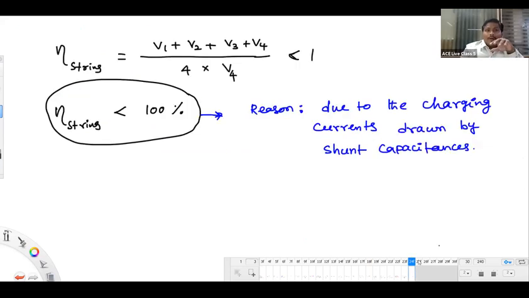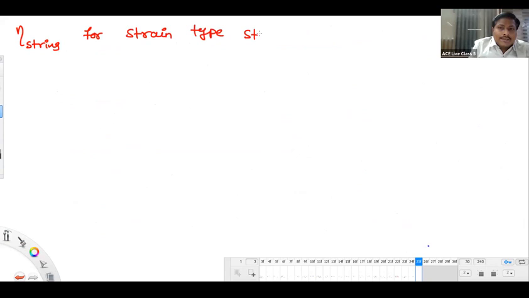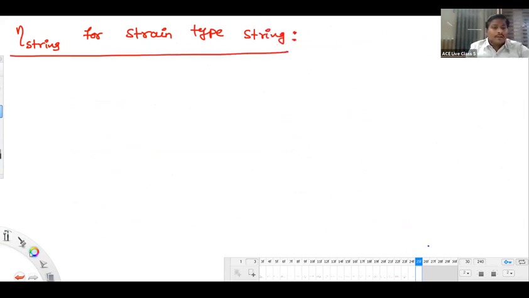Now, next we'll see how is the string efficiency for the strain type string. Look here, string efficiency for strain type string. Strain type string means the arrangement will be in this manner. So I will show that directly in the capacitor distribution model, like this.